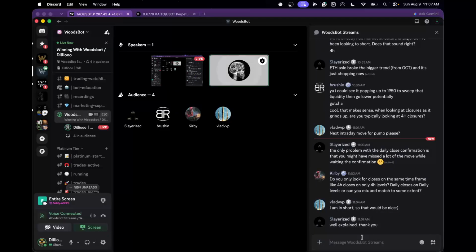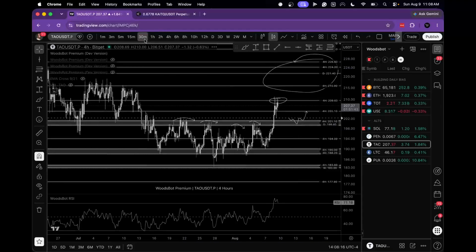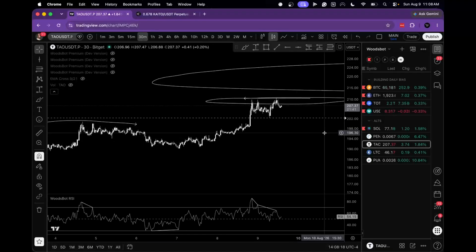Yeah, no problem. Do you only look for closes on the same time frame, like 4 hour closes on only 4 hour? Yeah, pretty much. I mean, you can mix and match. I don't make decisions on a 4 hour close above a daily. It's a positive sign for sure. But the majority of my trading is just that these will be the levels and all I'm doing is waiting for price to get here.